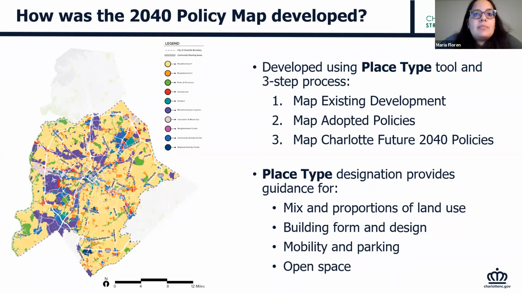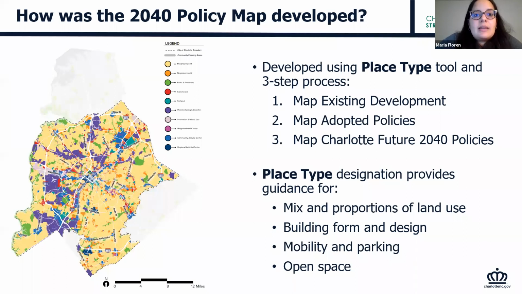In comparison, place types provide guidance for the mix and proportions of land use, building form and design, mobility, and open space. The place types tool was vetted by the community during the development of the comprehensive plan. Stakeholders provided input on the types of places right for Charlotte, as well as the guidance for each place type. The 2040 policy map process will now apply the place types vetted during plan development to specific geographies throughout the community.